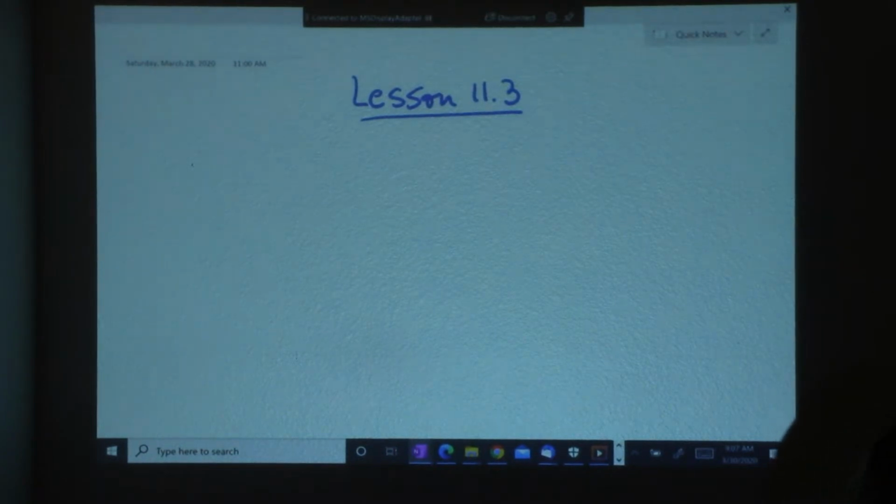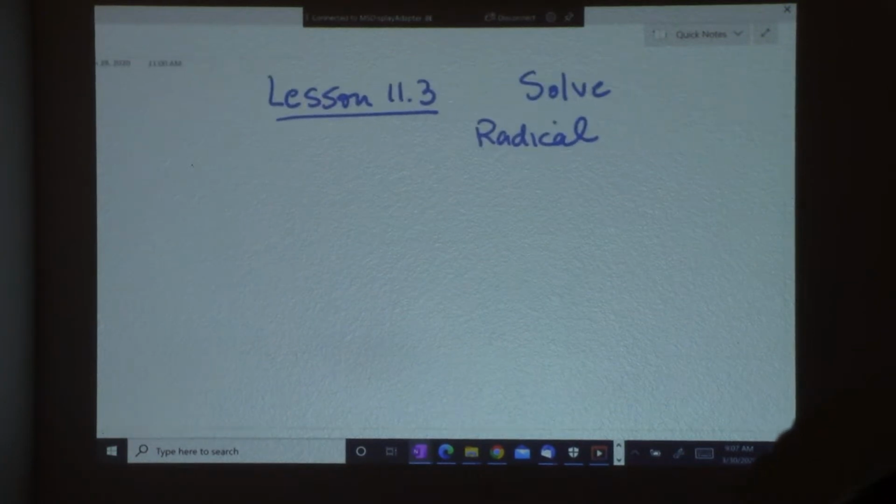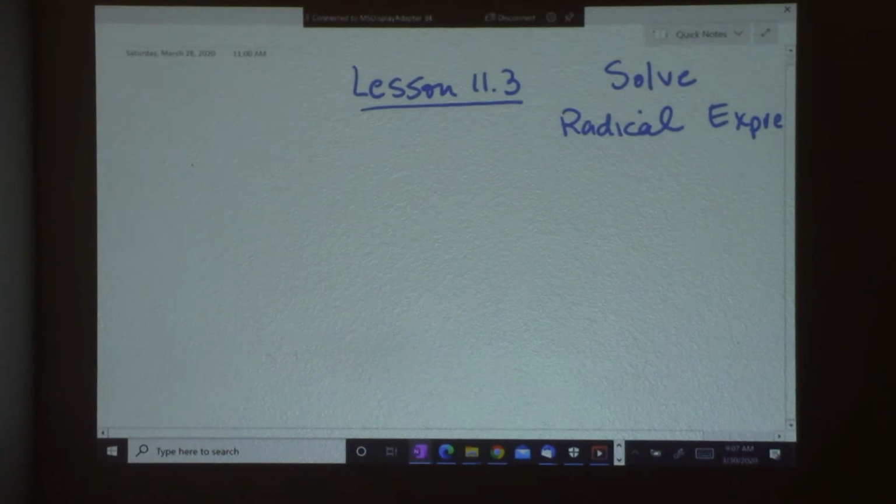And now we're going to do 11.3 for Algebra 1. Now we're in the midst of a chapter about square roots. And we've been looking at square roots and simplifying square roots. But today we're going to solve radical expressions, which means we're going to solve square root equations. Okay? So here's our first problem, number 1.